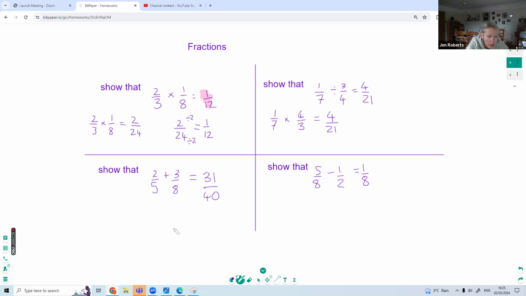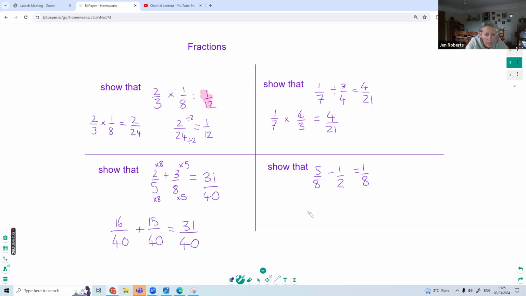What do we do for an addition? So for an addition fraction question, we need to find the lowest common multiple of 5 and 8 first, which is 40. Then we change both of our fractions into equivalent fractions out of 40. What do you times this by to get 40? Times it by 8, which gives us 16. What do we times 8 by to get 40? It's 5. So we multiply this by 5 as well to get 15. Then we add our numerators, leave our denominators the same, and we get our answer, which we want, 31/40.